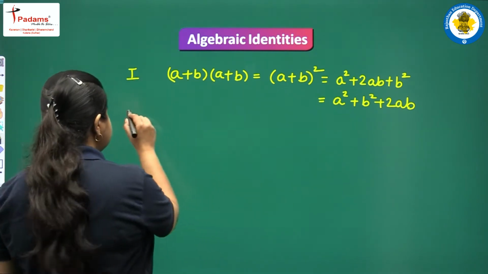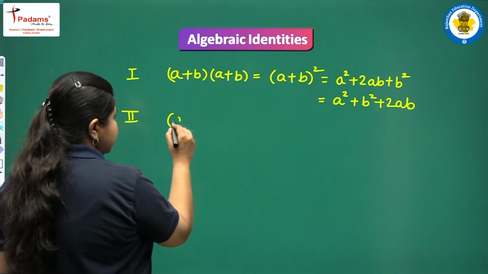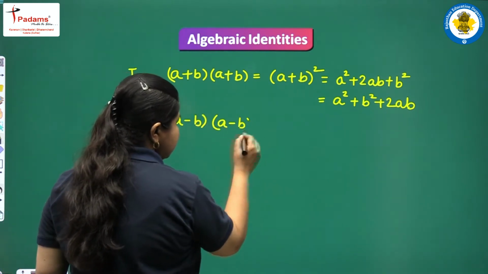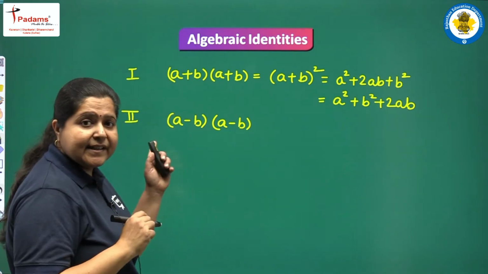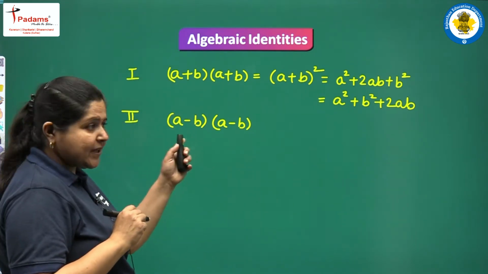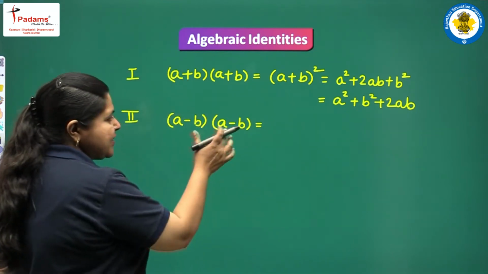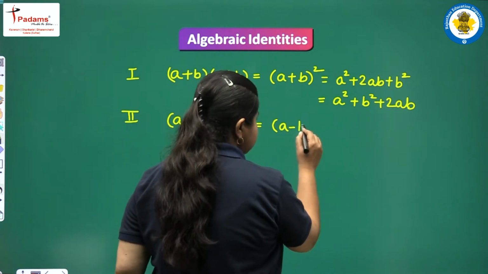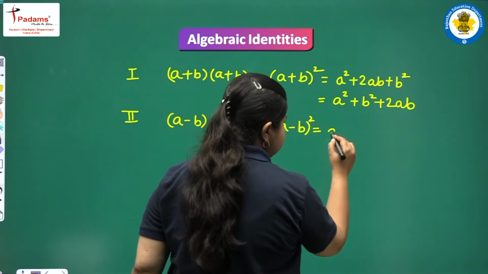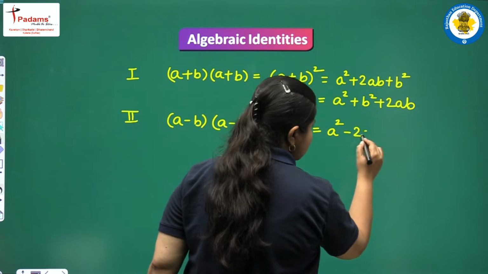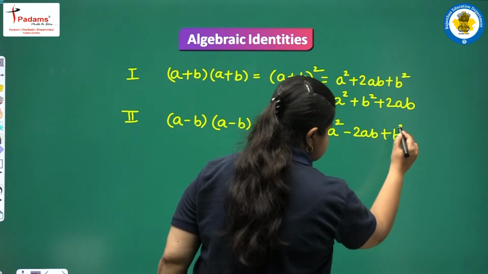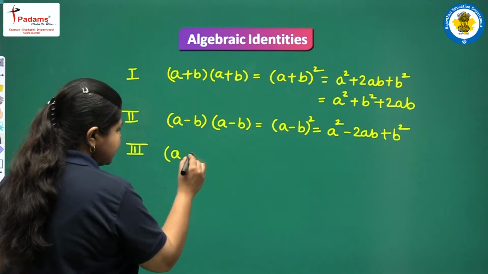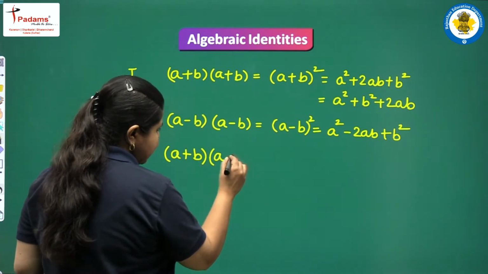Then we have the second identity, which says we are multiplying the binomial a minus b by a minus b. Here again the terms are same and the sign is minus in these two expressions, and since the same expression is getting multiplied by itself 2 times, it can be written as a minus b whole square, and on expanding we get a square minus 2ab plus b square this time. And then we have the third identity. Here we have the binomials a plus b into a minus b.